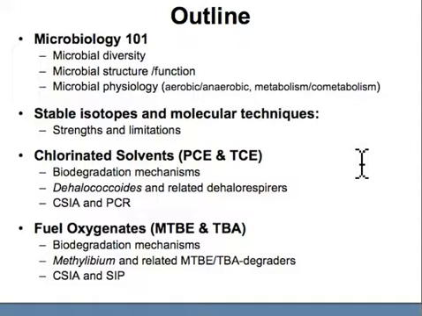Again, as we're also dealing with the pathways and the mechanisms of biodegradation, we're also going to have to deal with these issues of microbial physiology, such as aerobic and anaerobic biodegradation, metabolism and co-metabolism, things that we've summarized up here.